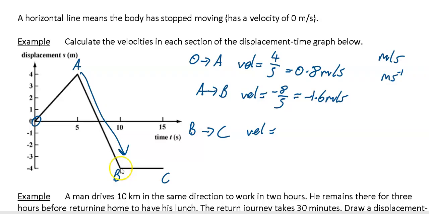So basically, it hasn't moved. So if it hasn't moved, it is static, it is stationary, whatever we want to say. And if you're stationary, your velocity is 0. So 0 meters per second.